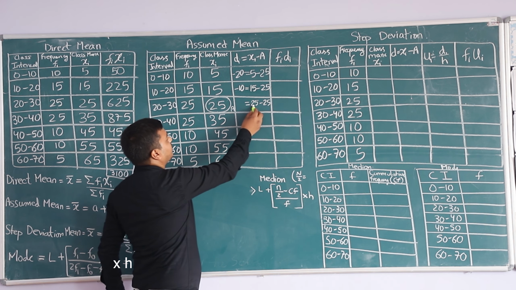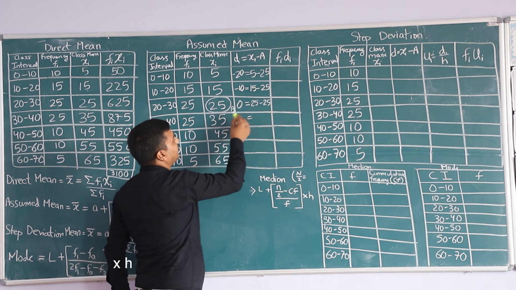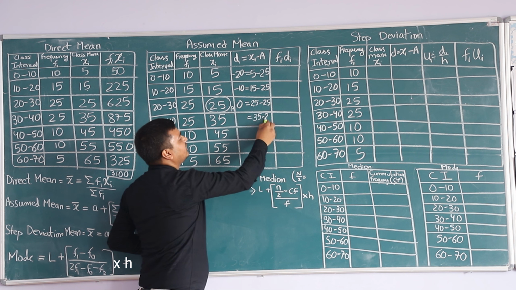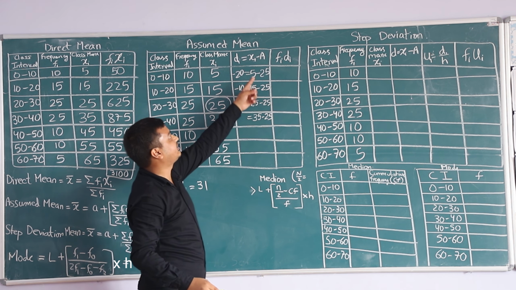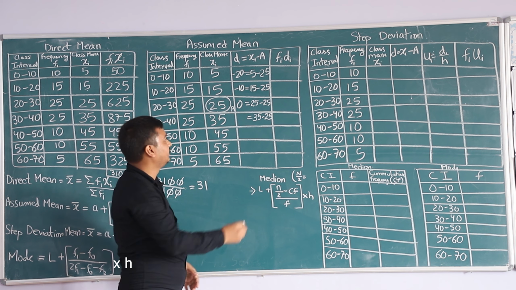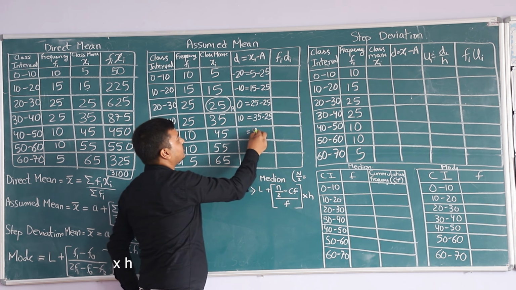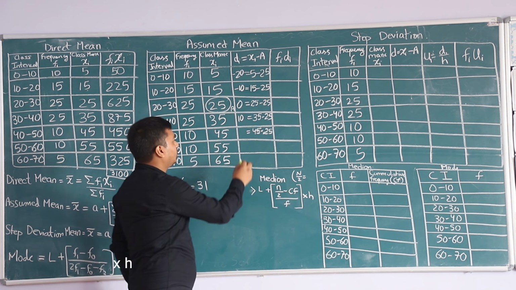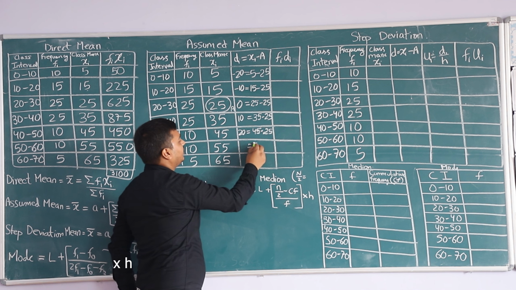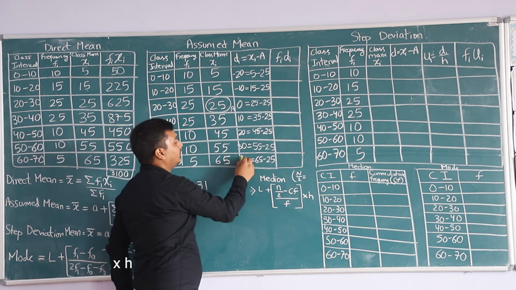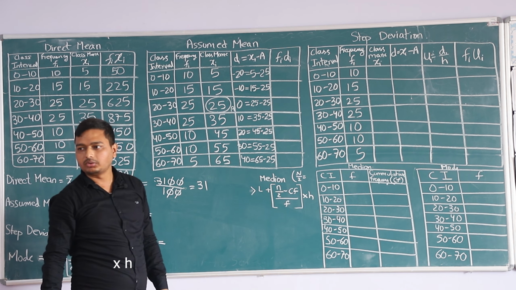Okay, now let us calculate this. 25 minus 25, 0. Now let us calculate this one. What is the value of XI? 35. So 35 minus 25, because the A value is fixed every time. I consider it as the middle, that is 25. 35 minus 25, 10. Very good. In the same way here, 45 minus 25, 20. Very good. Next, 55 minus 25. Very good. Super. Next, 65 minus 25, 40. Up to here clear everyone? No doubt in that? Okay.